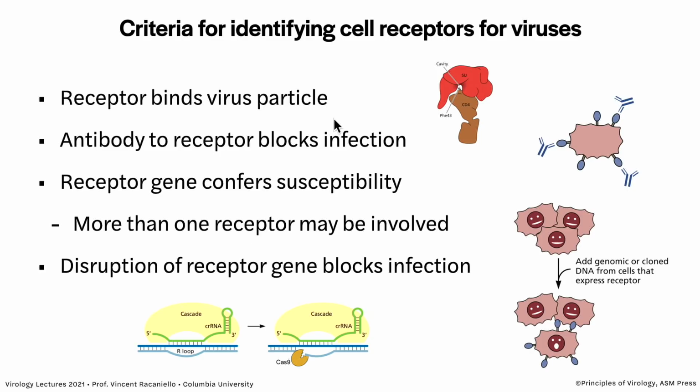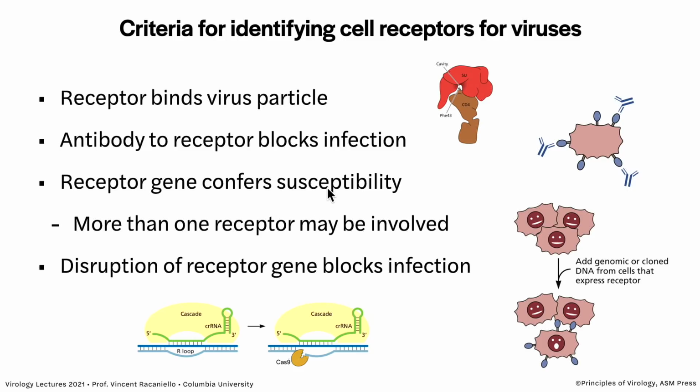So first, if you have what you think is a receptor protein, show that it binds your virus, part one. And that's great, but it's not enough because proteins can bind viruses and not be their receptor. If you have an antibody to the receptor, show that it blocks infection of cells. That's really good. And if you use a monoclonal, it's against one epitope on one protein.